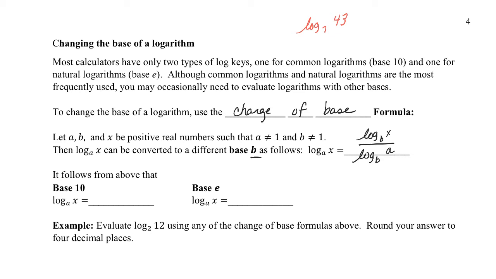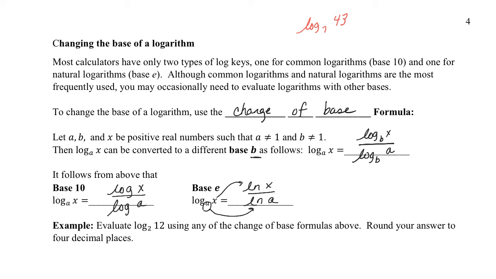If I'm using base 10, then log base A of X is going to equal log of X divided by log of A, okay? If I'm using base E, then log base A of X would equal the ln of X divided by the ln of A. So whatever the base is is what goes in the denominator, and then we just find the ln in this case for the numerator.